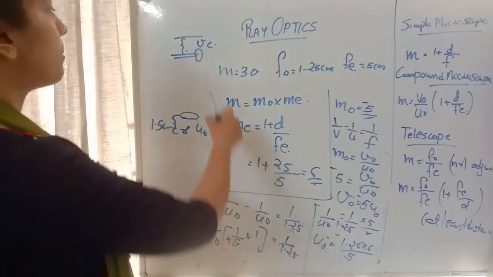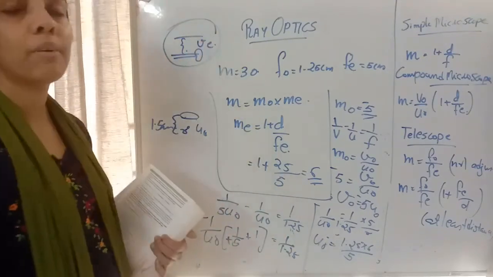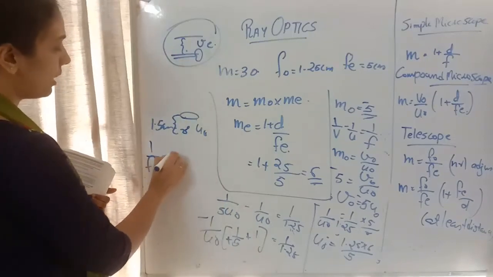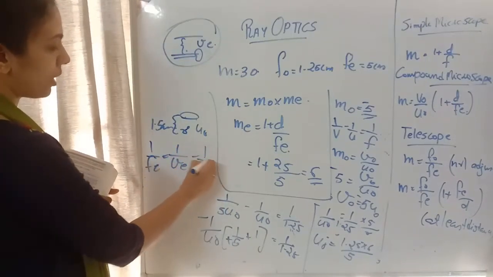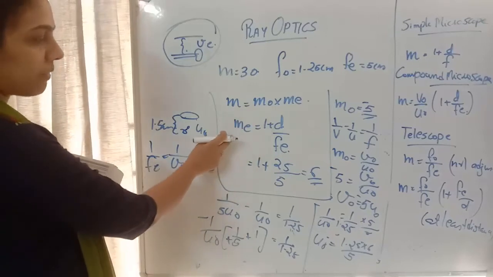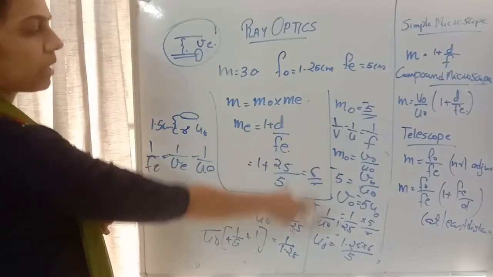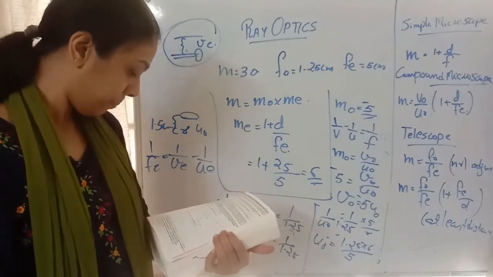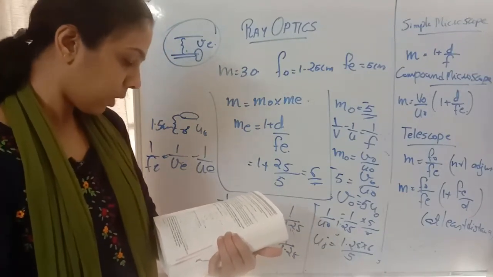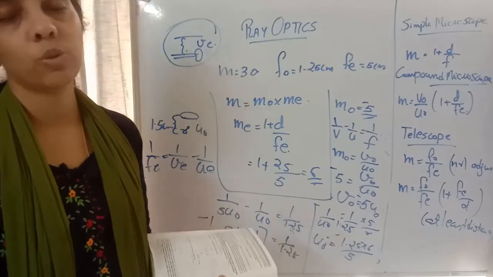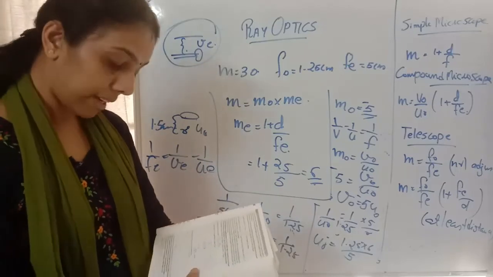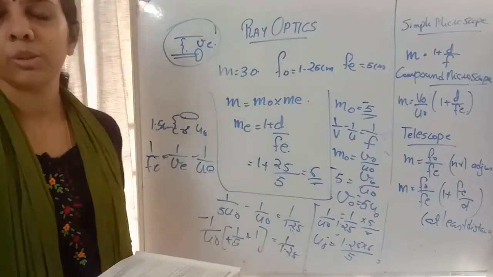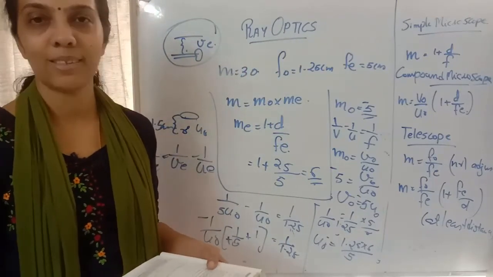Now our aim is to find out VE. How can we find out VE? 1 by F equals 1 by VE minus 1 by UE. Same way, we have the ME value with us, right? Same way you can find out VE. While finding VE, you will get 7.5 centimeter. So I think from this you can easily find out the rest of the things.